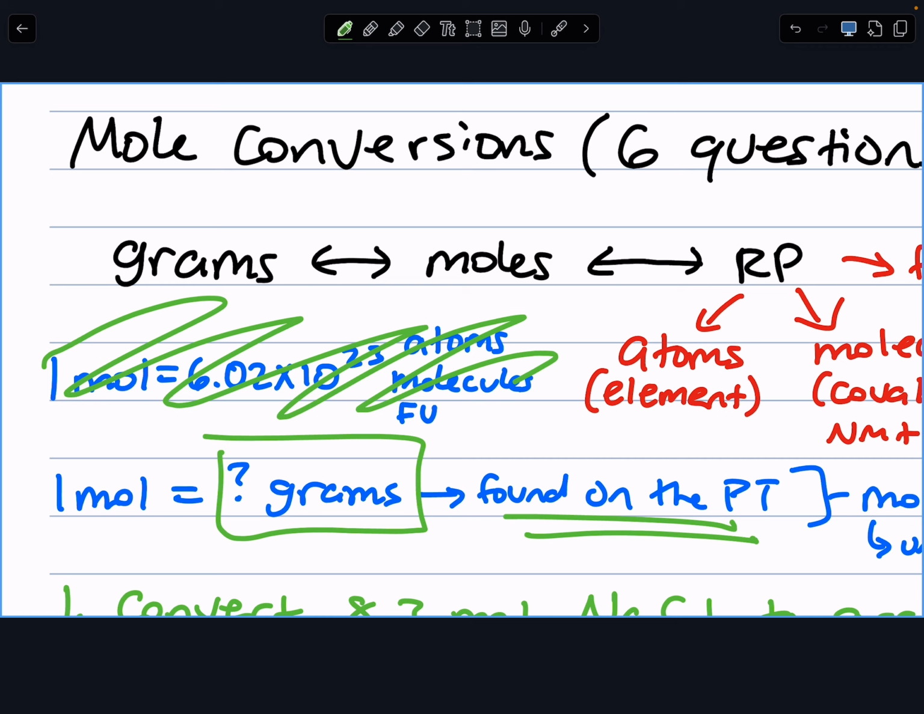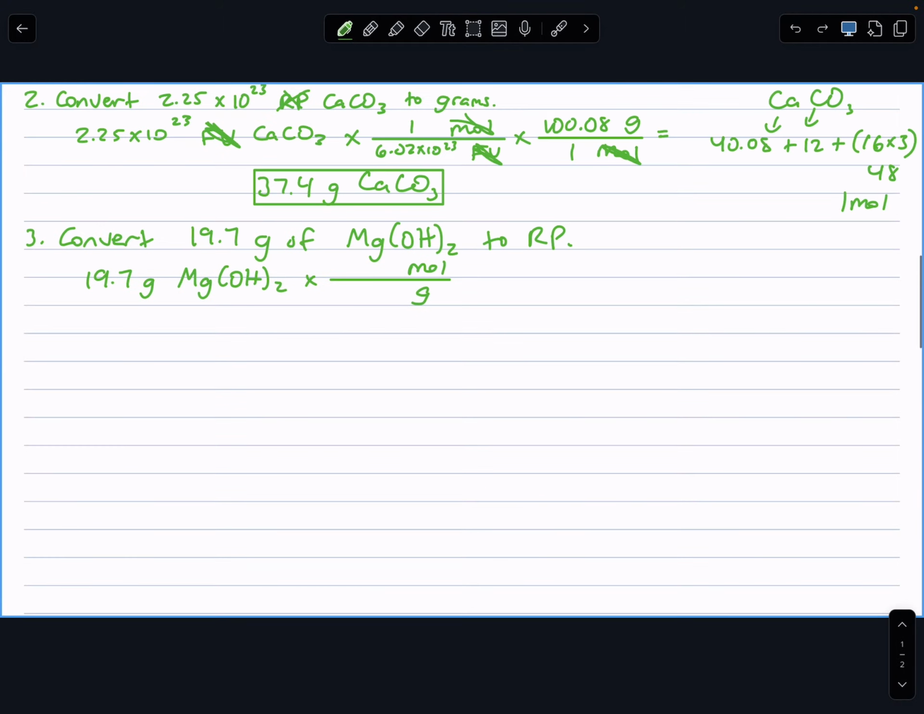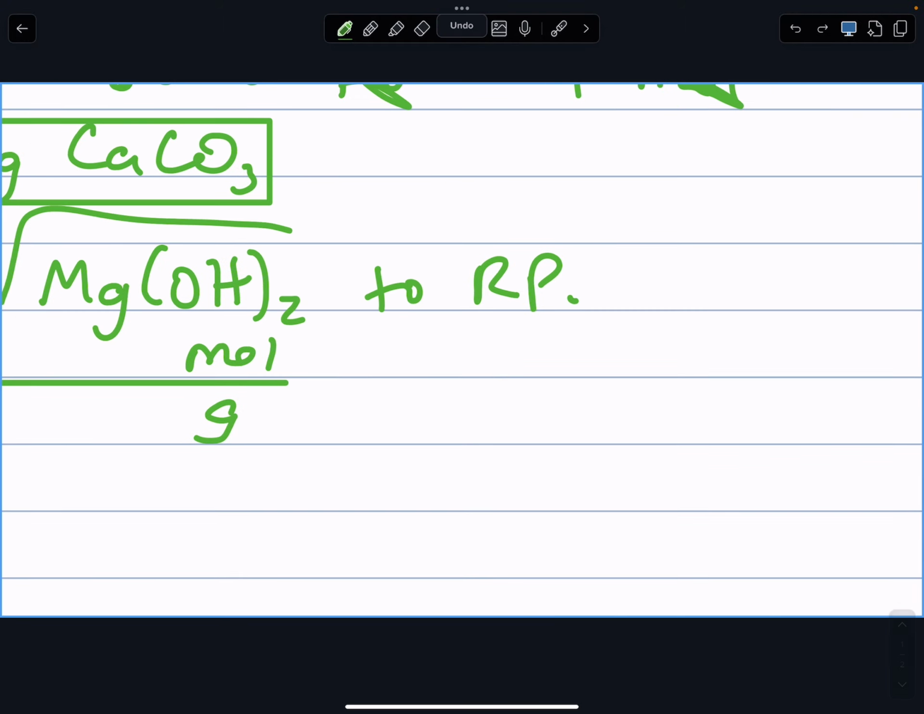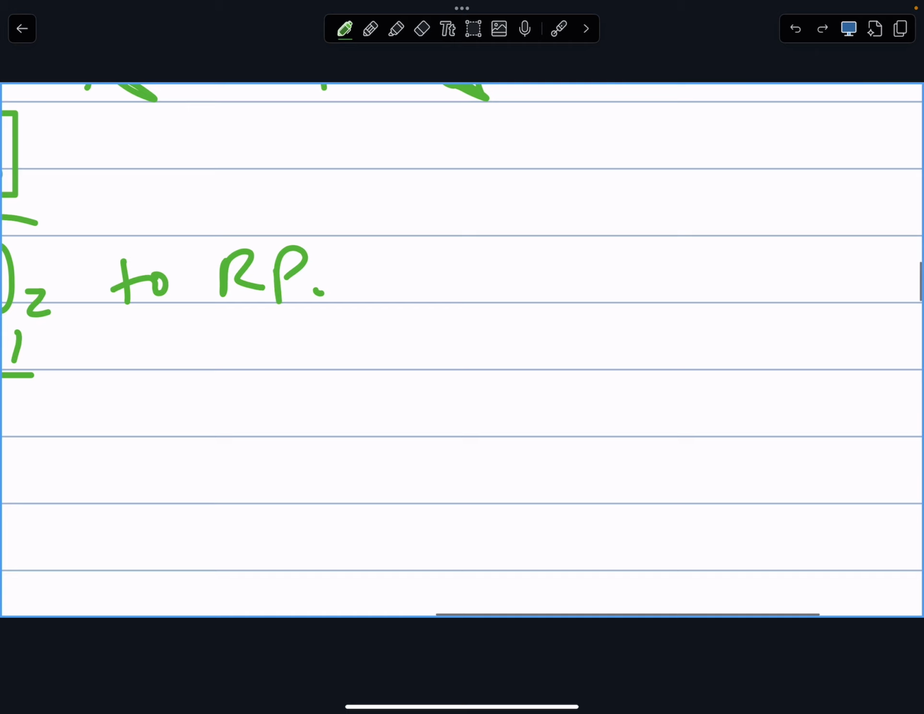No, you're naming something completely different. I just scribbled out particles. Grams is a different unit than particles. How do I find the grams again? Okay, so I need to go to the periodic table for this compound, Mg(OH)2, and I need to find out what the molar mass is.